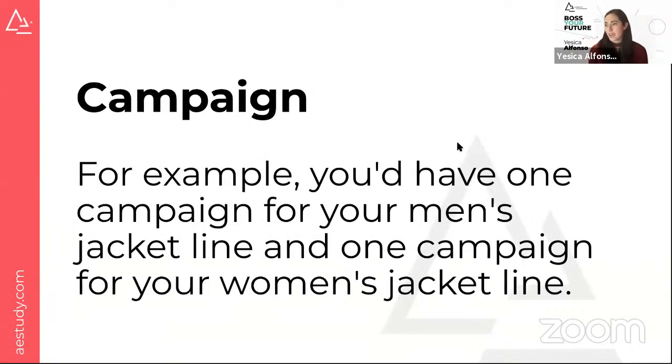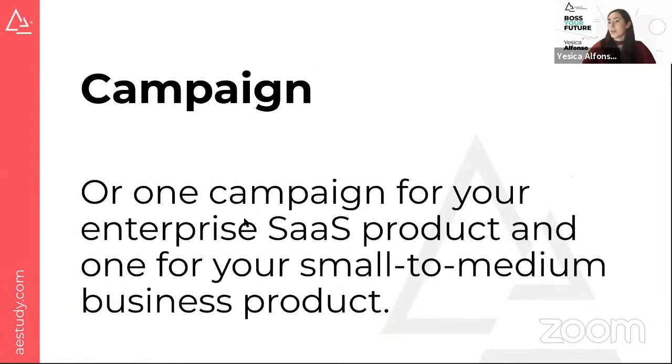For example, you have a campaign for your men's jacket line, and there's one campaign for your women's jacket line. So you can split them up, male or female, or you can also do it by region. So you could do the Australasia region, then Europe, and the US, and find out which is the best option. Or one campaign, if you're doing a software as a service product, and one for your small to medium business product. So you can test different things out. You can test maybe webinar versus PDF as well.